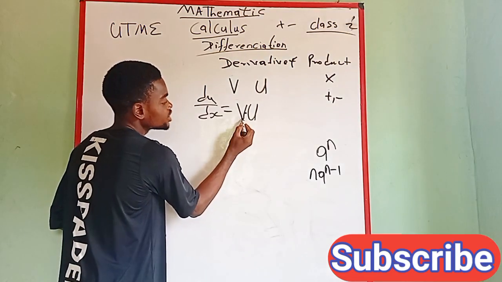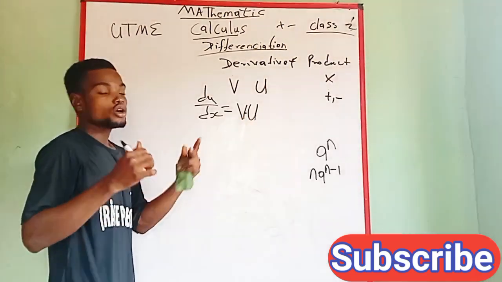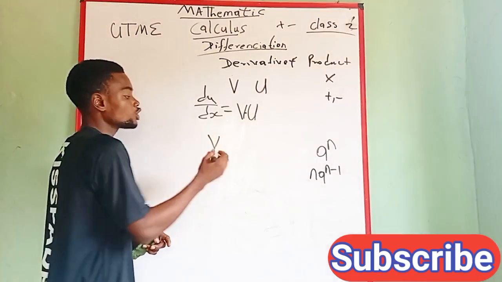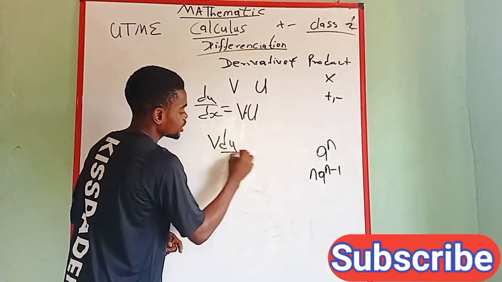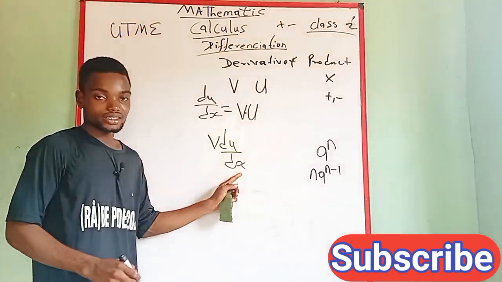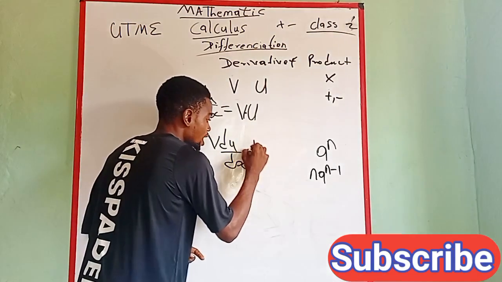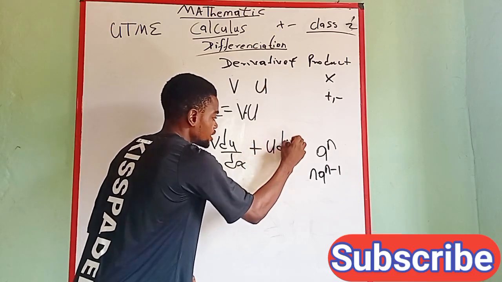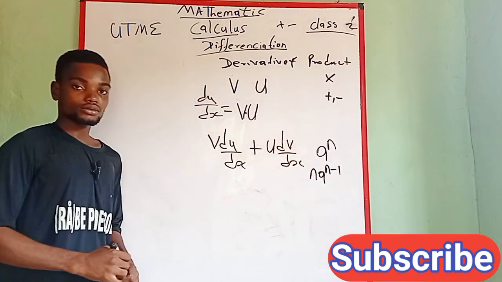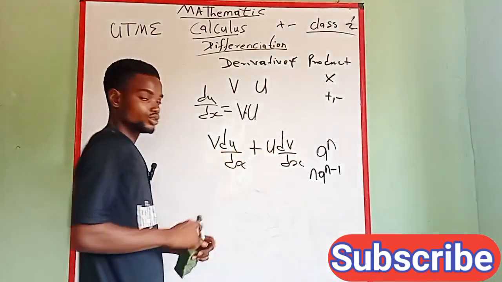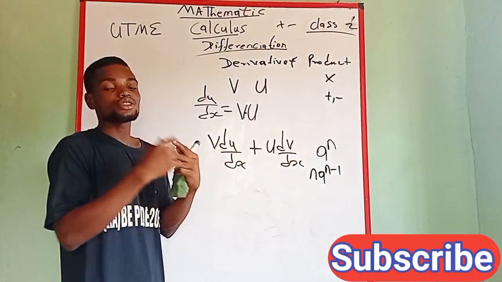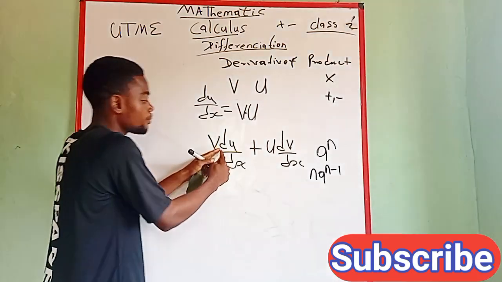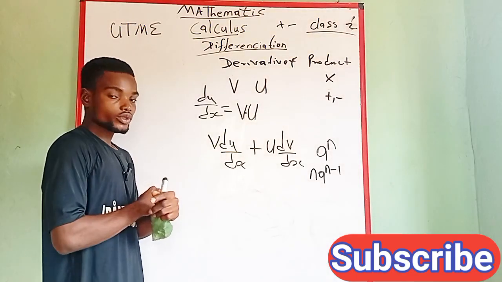We are going to use virgin v, once we want to differentiate two numbers or two expressions multiplying each other, and multiply by a differentiated u, which is du over dx. After we have done that, we add it to virgin u multiplied by differentiated v over dx. What do I mean by virgin v and virgin u? Virgin v means that number or expression as it was when the question was given to you, you do not do anything to it, you use it and multiply by a differentiated u.